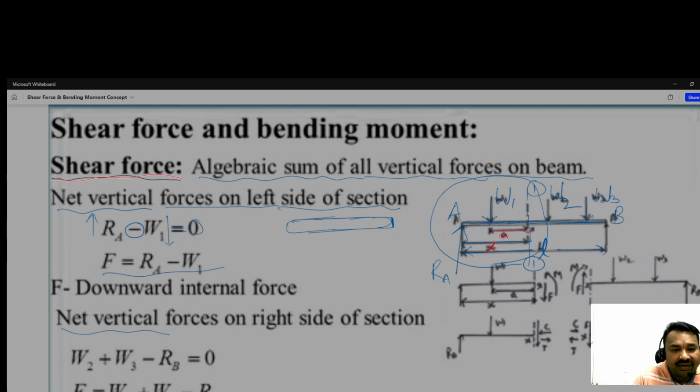The net vertical forces on the right side of the section. Now see the right side. Our focus is here, the right side of the beam. So W2 downward, W3 downward, downward, but positive we have taken, and this is RB. So RB here is taken acting in the upward direction. That's why the minus sign. Okay, so all focus is here, this equation.